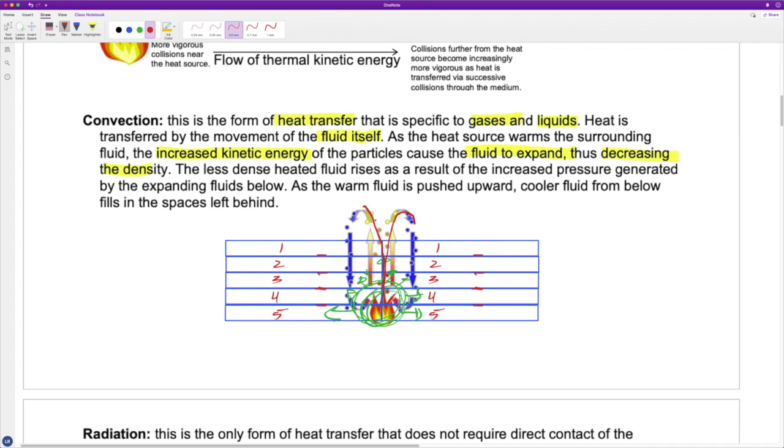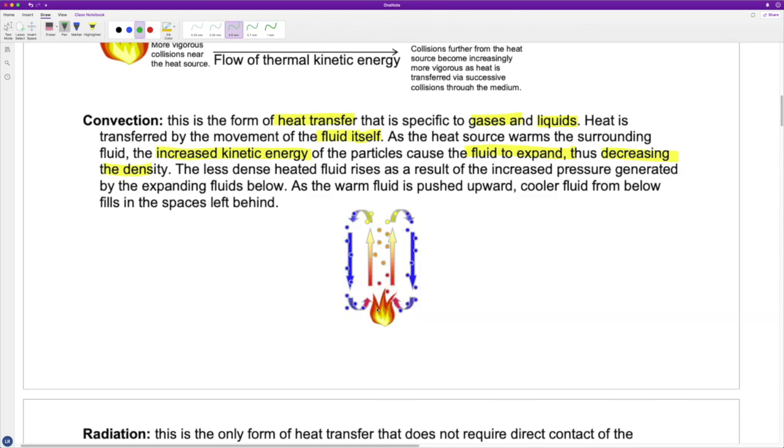Now, as they flow up, they start losing some of their heat. And as they start losing some of their heat, they become more dense. And when they become more dense, then they become heavier per unit volume than the surrounding area. And as a result, those fluids then start to sink back down again. And then we get this convective cycle. And that's how the convection works.